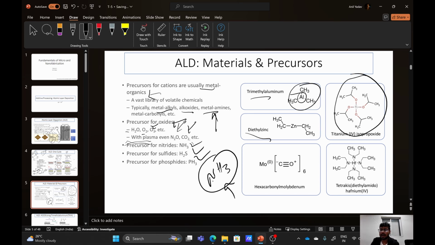So precautions should be taken, because these are pyrophoric. If they come in contact with the water in the outer environment, they will catch fire, and they are hazardous to the environment as well.